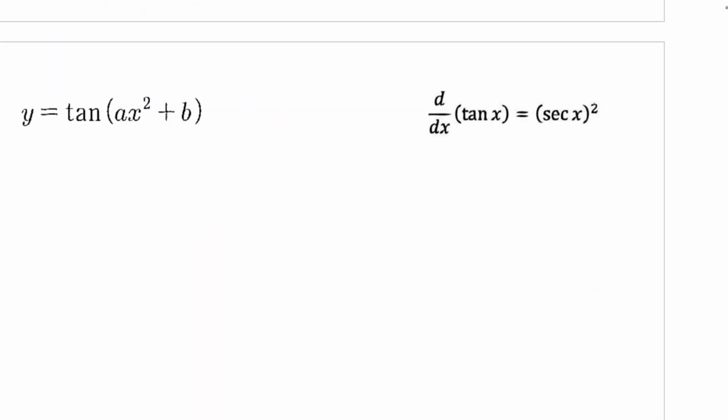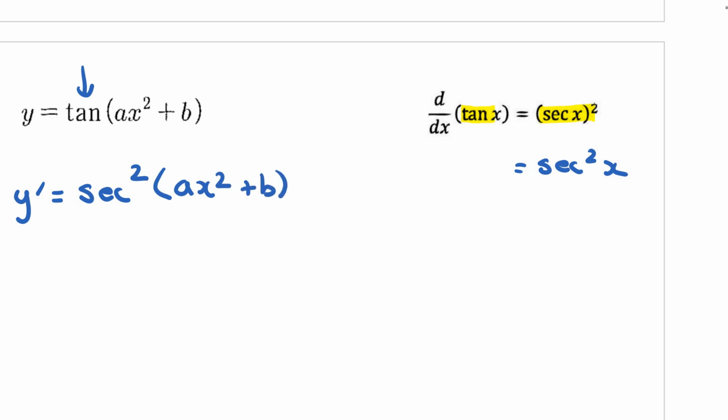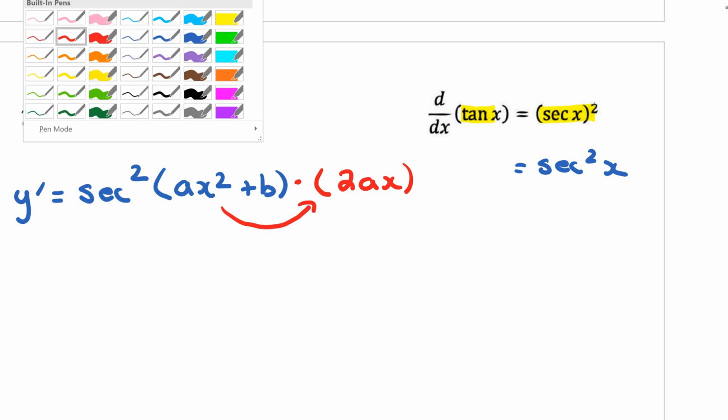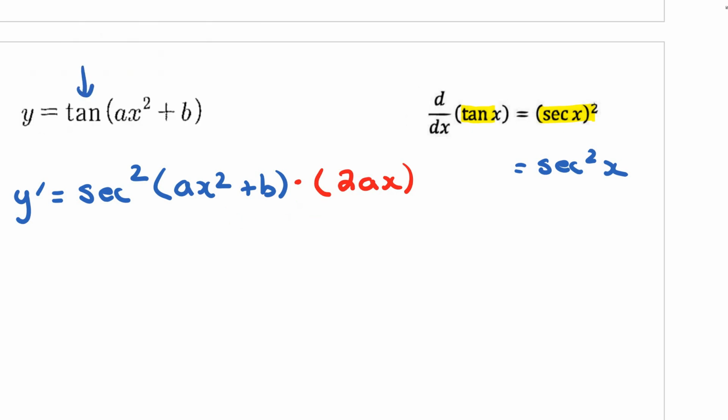Once again, I need to take the derivative of tan of something, and the derivative of tan is going to be secant squared x. So if I write out y prime now, the derivative of tan here is going to be secant squared, and then everything in the brackets, ax squared plus b. And then the chain rule states that I need to multiply by the derivative of the inside here. The derivative of the inside is going to be 2ax. And that's going to be my final answer for that particular question. To be consistent, we can write the 2ax, the coefficient, in front. So 2ax times secant squared bracket ax squared plus b.